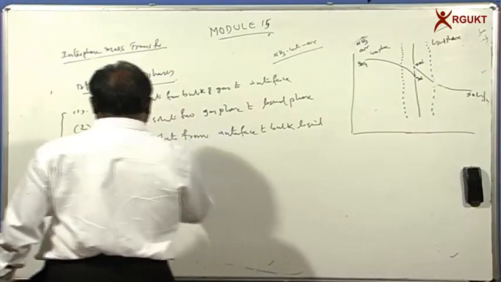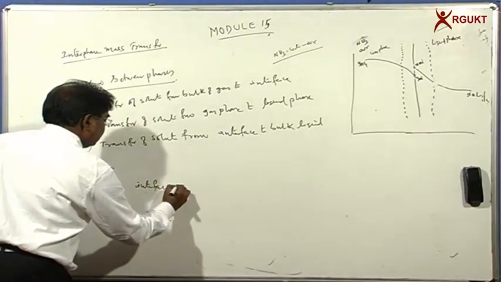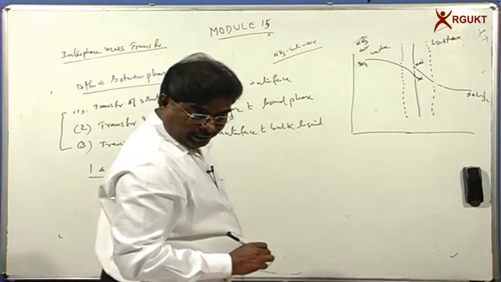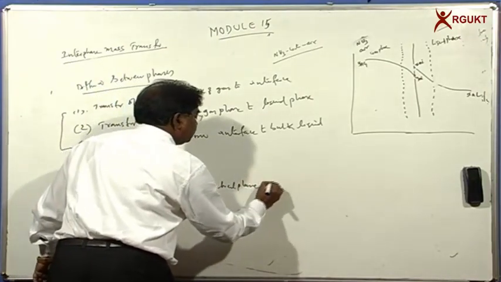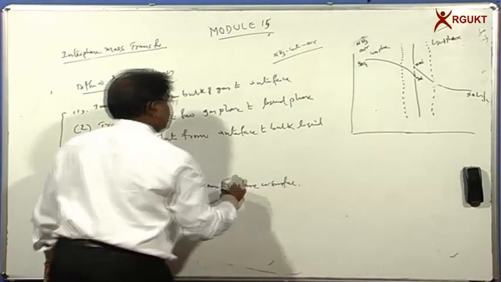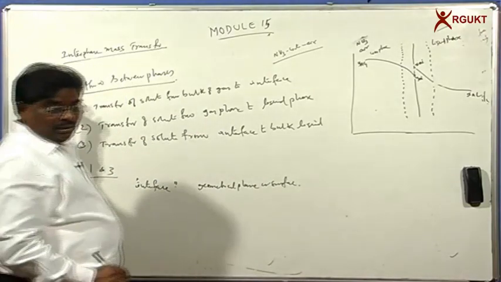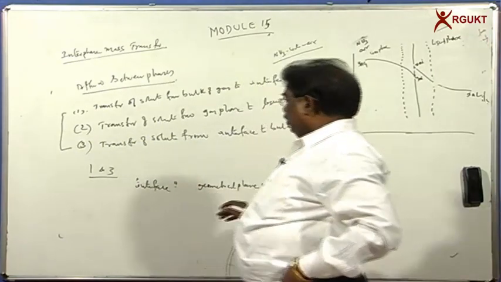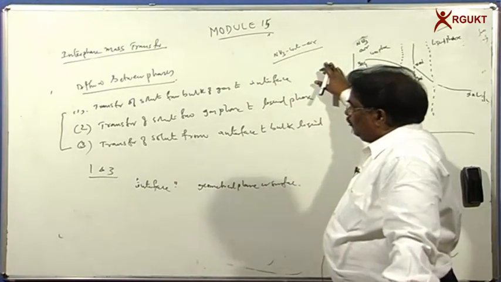And the second step, we call it the interface. This is a geometrical plane, or surface. So a geometrical plane or a surface, we call it the interface between the two phases. Now, out of these 3 resistances, which resistance is more?